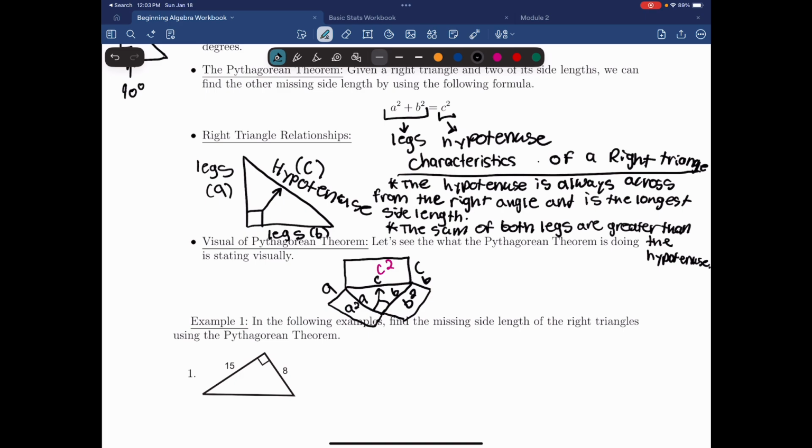So what does this mean? Well, what this is saying is that if you were to take the sum of the area of both legs, so A squared plus B squared, if you were to add up the area of both A and B, the sum of the areas of A and B would equal the area of the rectangle C squared. So that's what this means. That's what this is stating.